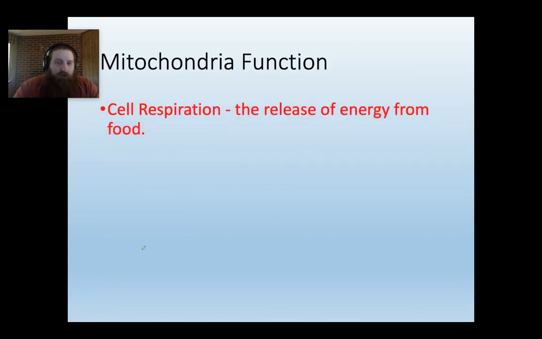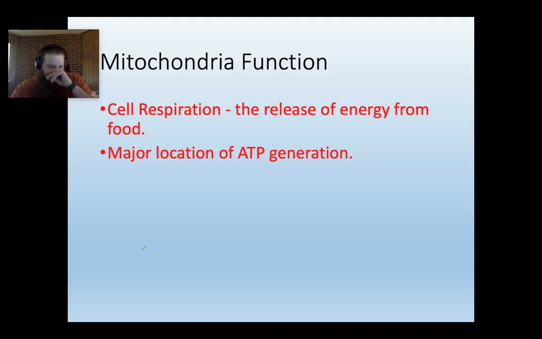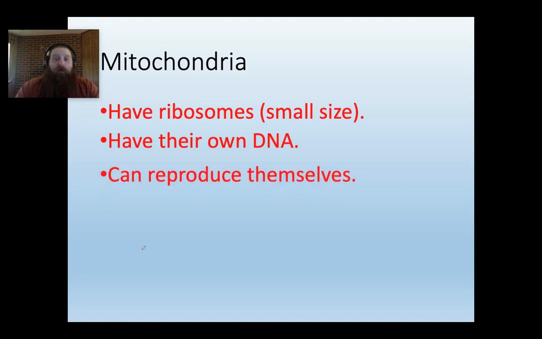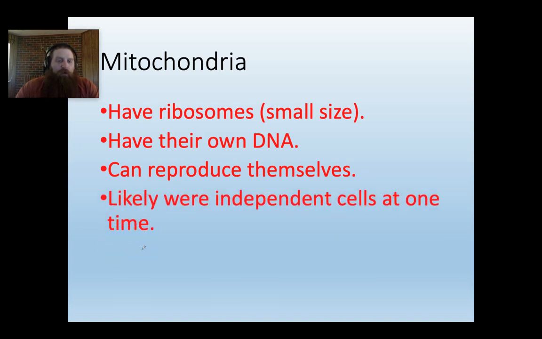The way that we make ATP is called cell respiration. This is the release of energy from food, namely glucose. The majority of the ATP that we make for our cell is made in the mitochondria. Now, the mitochondria has a couple other interesting facts about it. Number one, it has its own ribosomes, but they're really small. The mitochondria have their own DNA. They can reproduce themselves. And when you take those three things together, there's a hypothesis that says they were likely independent cells at one time. We'll talk more about that later in the year. But the mitochondria are really unique organelles.